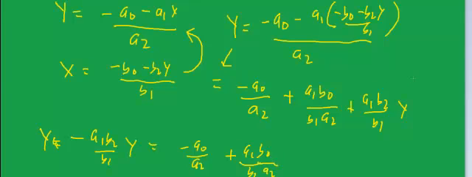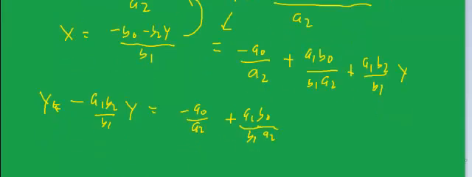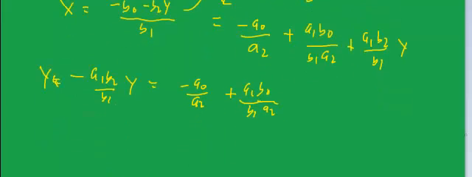And now we can collect terms in y, so we can say y times 1 minus a1 b2 over b1 is equal to the same thing. Then we divide by this over here. So it looks like an algebraic mess, but it eventually can be solved. It's actually a lot easier when you have numbers.